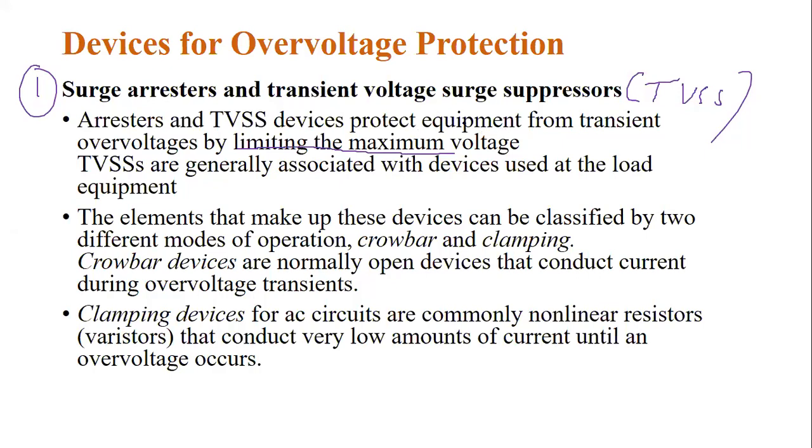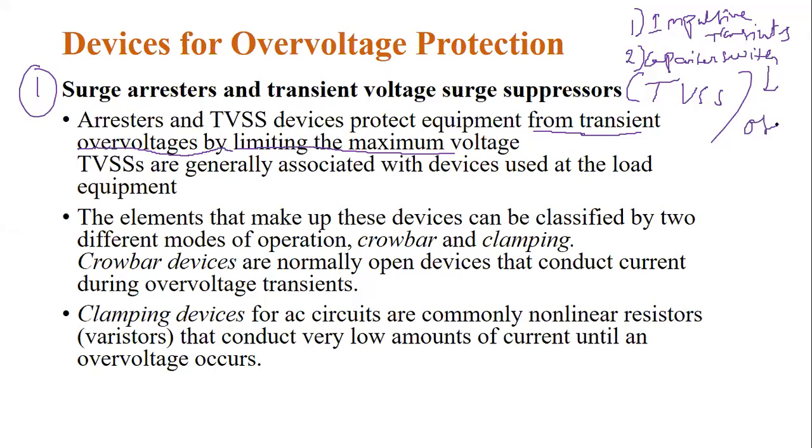Now these devices, the surge arresters and transient voltage surge suppressors, will protect the equipment from transient over voltages. Over voltages are nothing but lightning causing transients. Lightning will cause impulsive transients, you know that. Capacitor switching will cause oscillatory transients. So impulsive transients are caused by lightning.